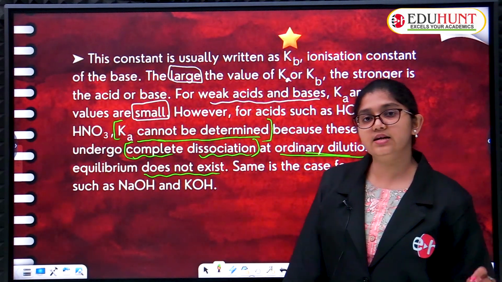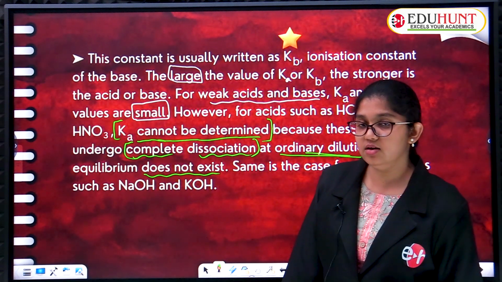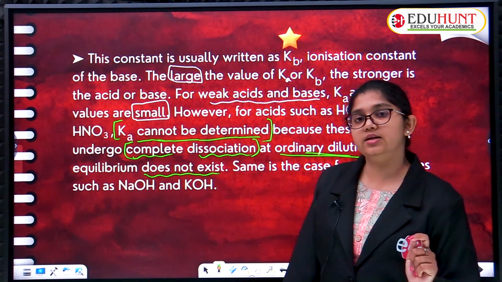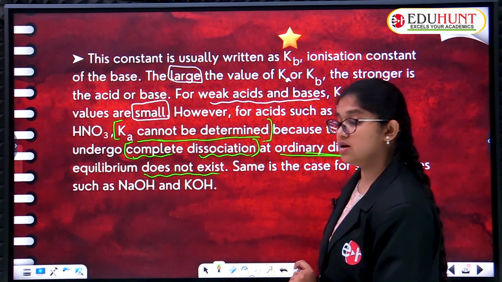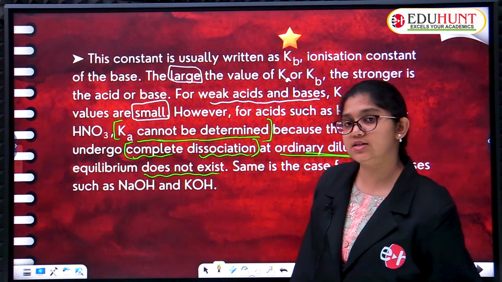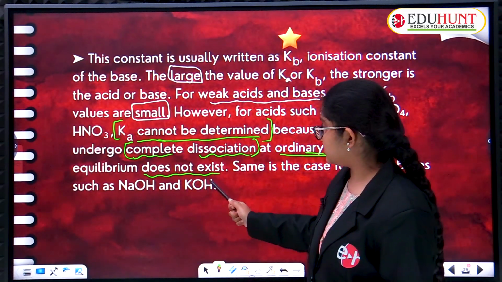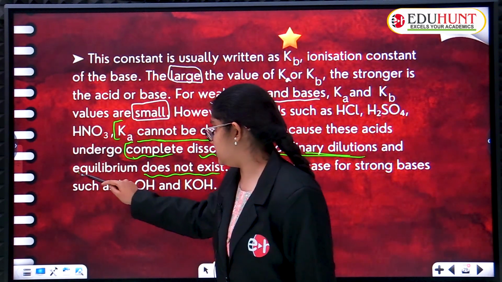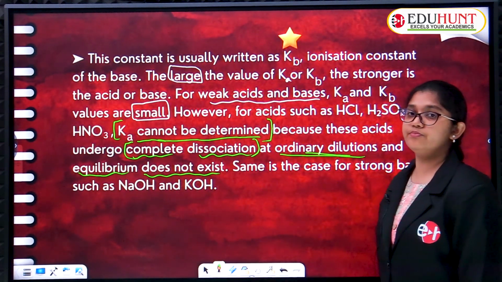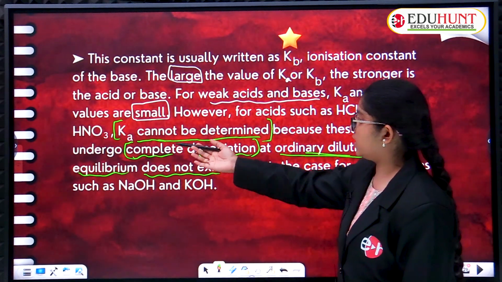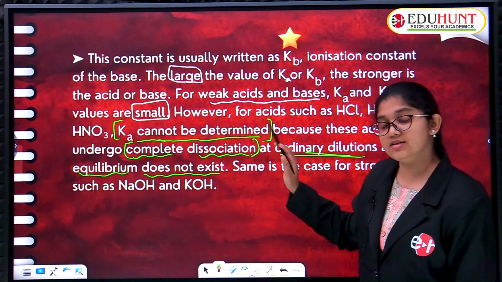So in that case, there is a difficulty to find out the Ka, the dissociation constant of an acid. Because they are completely dissociating into H plus ions, the equilibrium does not exist. So we can't calculate the given thing, and the values cannot be determined. They're telling us this, okay.